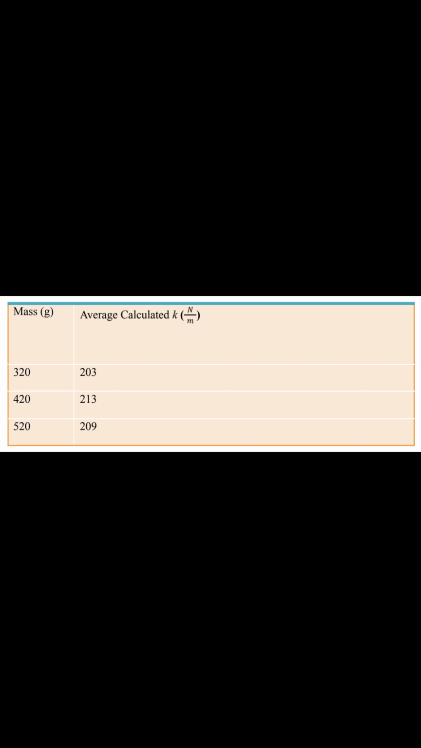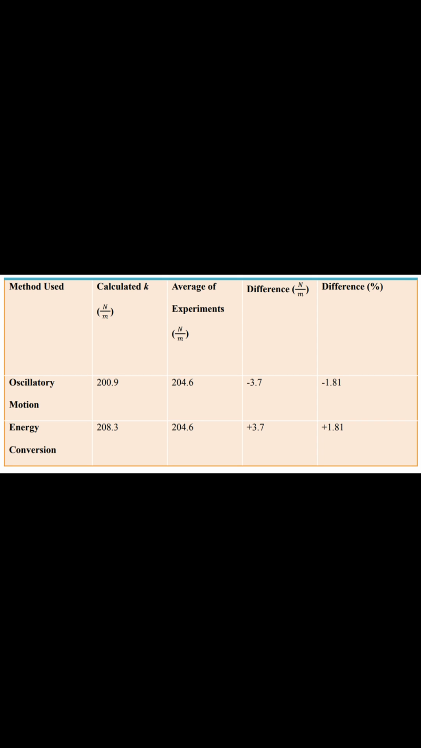Both methods gave consistent results, with the spring constant averaging around 204 newtons per meter. The difference between the two methods was about 1.8%, indicating strong agreement and reliability in our findings. This experiment demonstrates the value of using multiple approaches to verify results in physics.